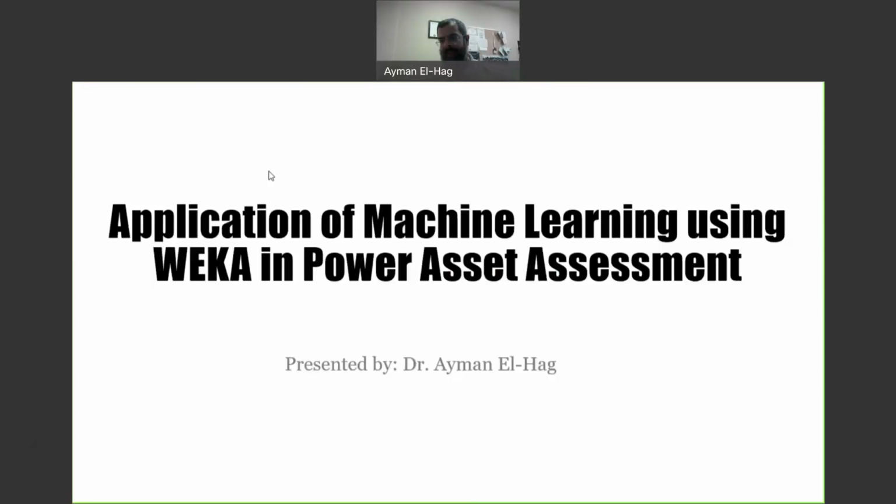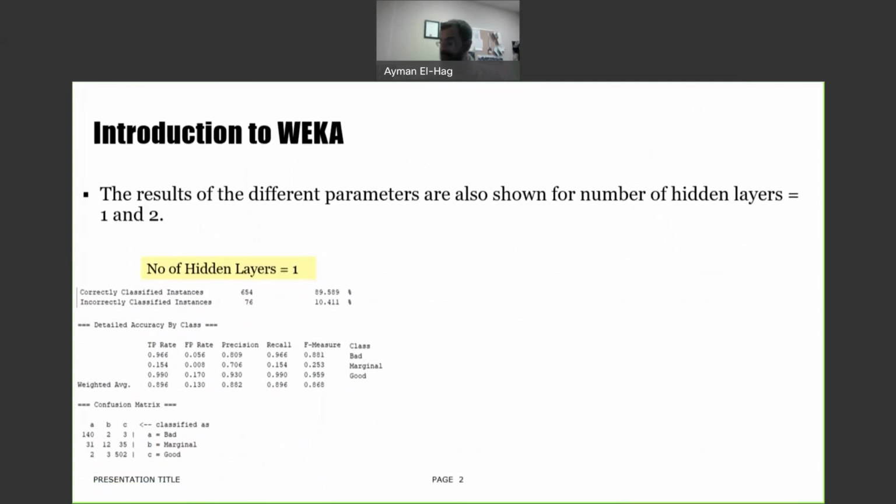Hi everyone, and welcome back to my series of tutorials about using WEKA as a machine learning tool to classify different power system assets. Okay, so in this tutorial, we will deal with the problem that we mentioned in our previous tutorial, which is how to deal with imbalance in the data. But before that, let's summarize what we have there.